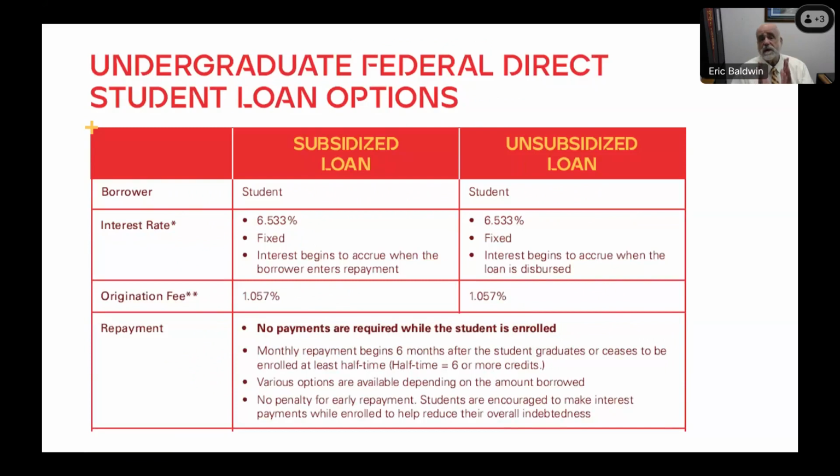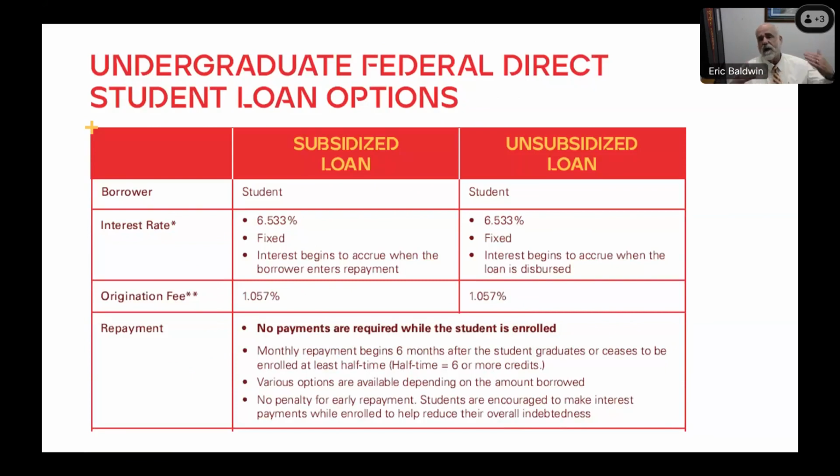This is a little bit about sub and unsub. If you have subsidized loans in your package, which are based on having some need, those loans will not accrue interest while you're in school. They basically sit there until 6 months after you graduate, and then they'll start accruing interest. The unsubsidized loans, however, will start accruing interest right away.